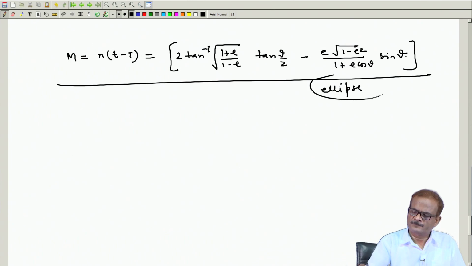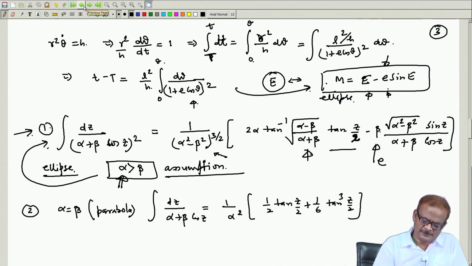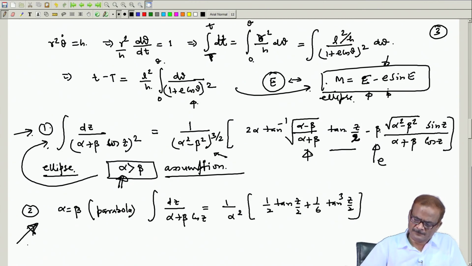The same way, if we use the second equation here, this particular one, we get the equation for the parabola.